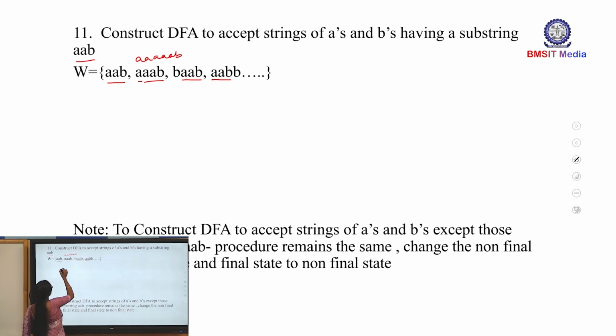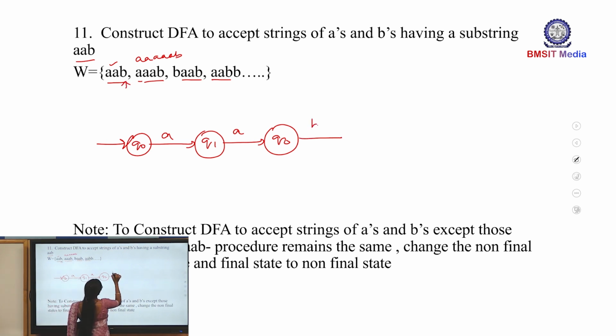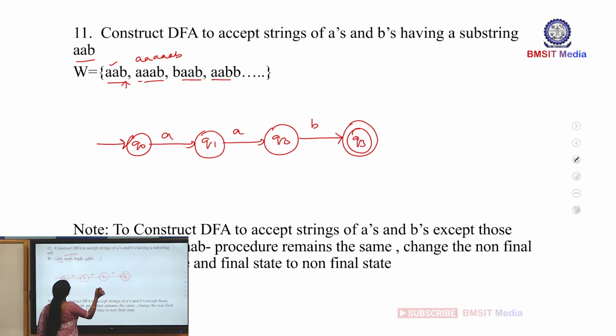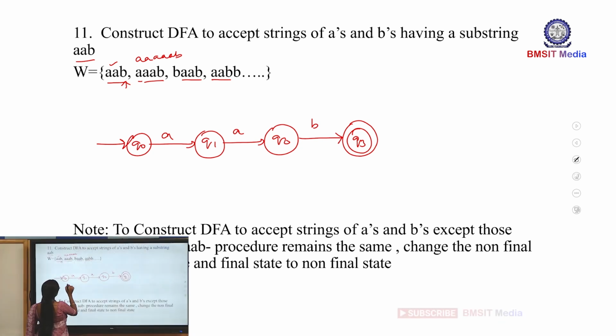To solve this problem, start by constructing the skeleton for the minimum string. I'll start with Q0. Q0, on accepting A, goes to Q1, then on accepting A goes to Q2, and then on seeing a B, goes to the state Q3. Q3 becomes the final state because this is the minimum string that has to be accepted. Now let's start with the beginning. Starting with Q0, you can see that Q0 has a transition on seeing an A, but we should see what happens when it sees a B.